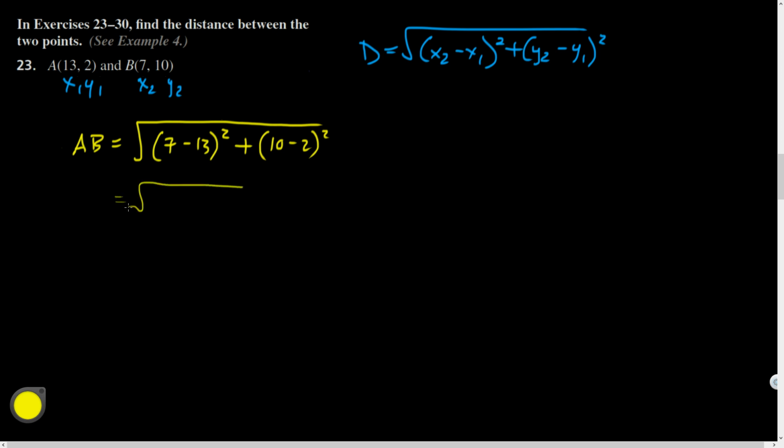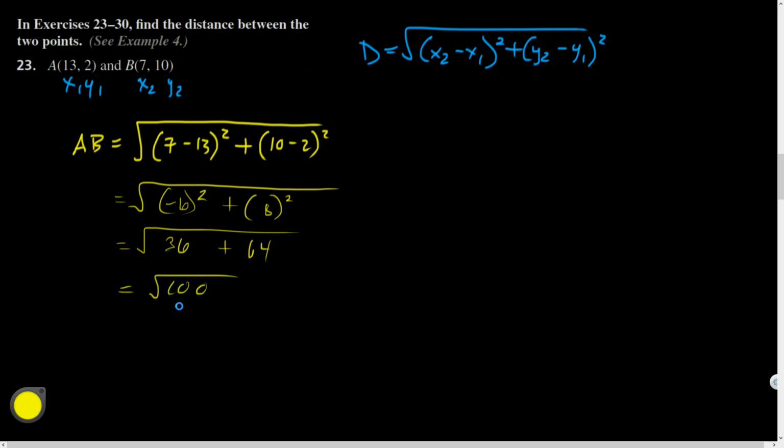7 minus 3 is 4. 7 minus 13, as we call it sometimes. What's that? That's -6. And plus 10 minus 2 is 8, of the positive variety. And the good thing about these squares is that they become positive numbers anyway. 36 plus 64 is 100. Square root of 100 is 10. There you go. Distance formula.